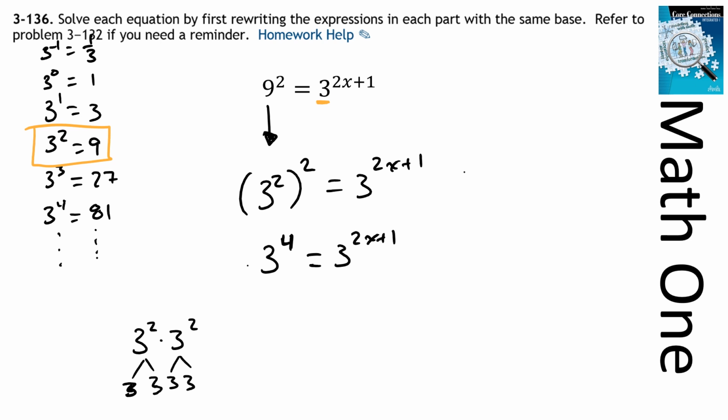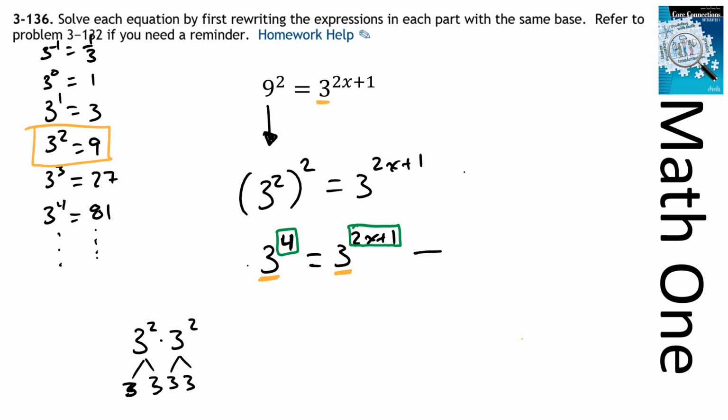Now, if I look closely at this, because I have identical bases, they're both the base 3, I can focus now on what I have to do to make the exponents the same. The bases are already 3, and if we can force the exponents to be the same number, that would find a solution to this equation.